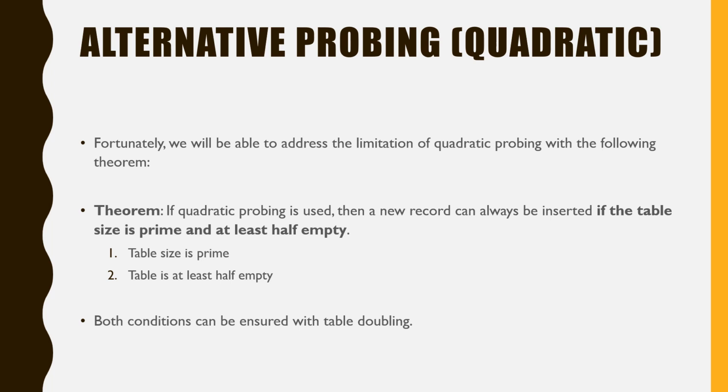Luckily, we have a theorem to address our concern. The theorem says that if the table size is prime and it is at least half empty, then we can always find a location for a new record. The two conditions can be ensured with the table doubling strategy we introduced before. The proof of this theorem will be introduced in the next video.